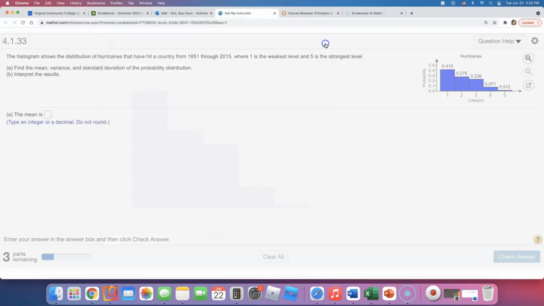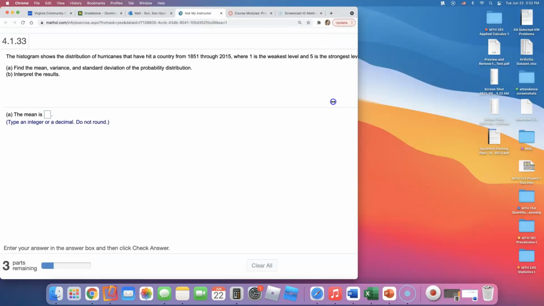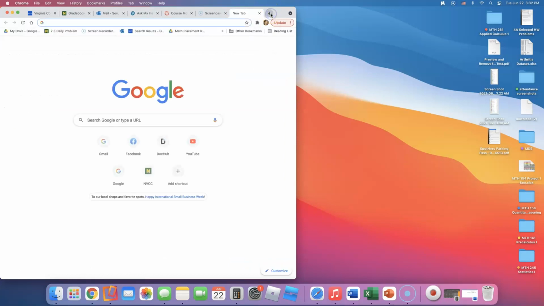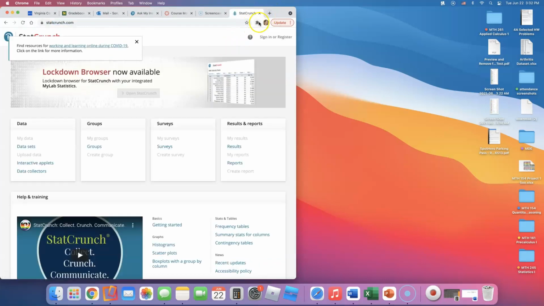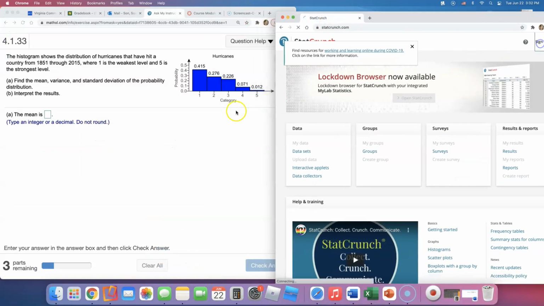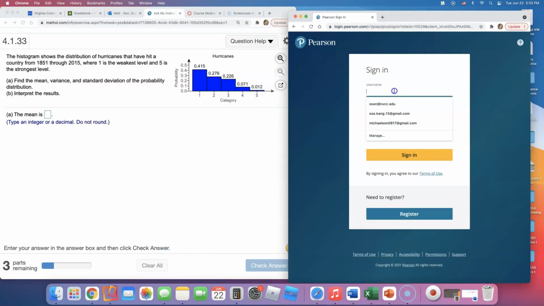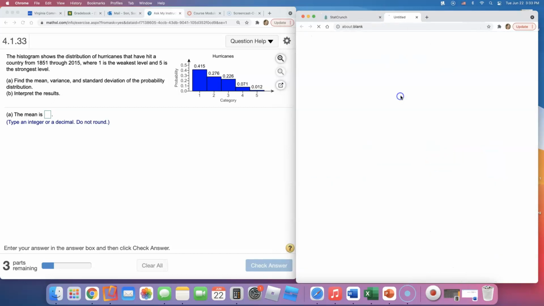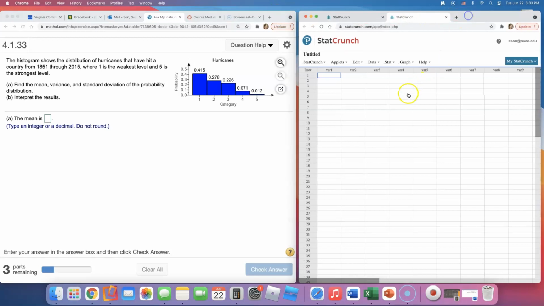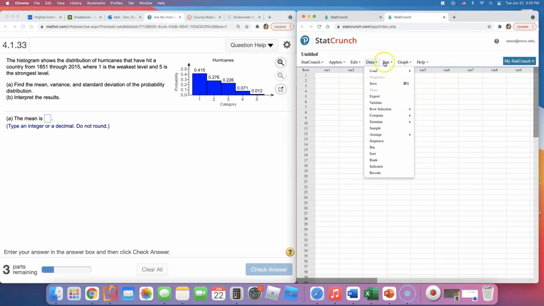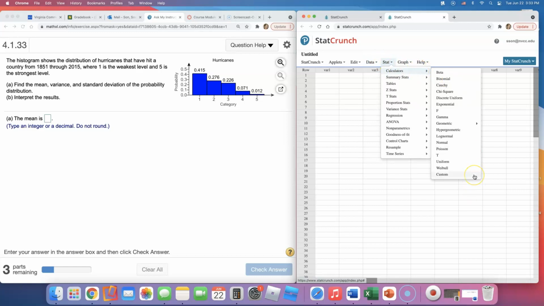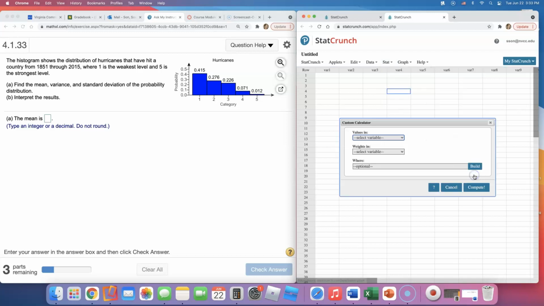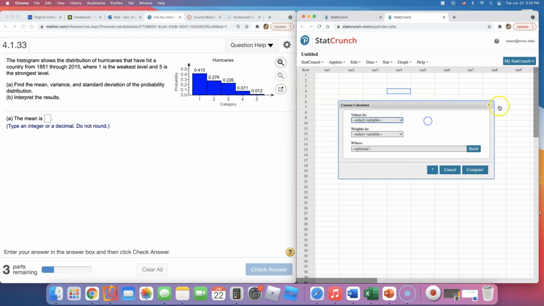Okay, we can find it. I like to use technology. So what I'm going to do is go to StatCrunch. You can find the mean, standard deviation and variance of any probability distribution using this calculator. Now take a look, go to stat calculators and go down to custom.